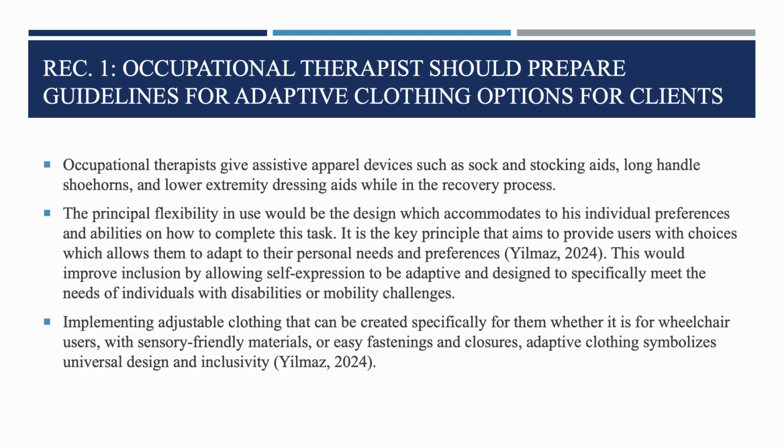This would improve inclusion by allowing self-expression to be adaptive and designed to specifically meet the needs of individuals with disabilities or mobility challenges. Implementing adjustable clothing that can be created specifically for them, whether it is for wheelchair users with sensory-friendly materials or easy fastening enclosures, adaptive clothing symbolizes universal design and inclusivity.